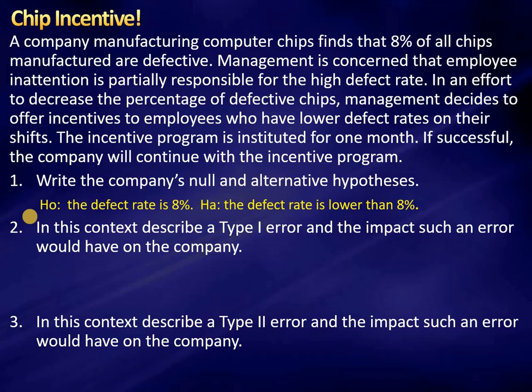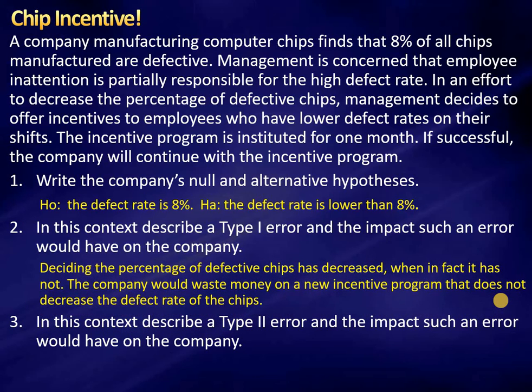Okay, type 2 error. If we look over here, a type 2 error is when the null hypothesis is false. There actually was a change, but we did not reject it. So in this case, what would be true? The defect rate actually did reduce, but we said it didn't. Why is that a negative?